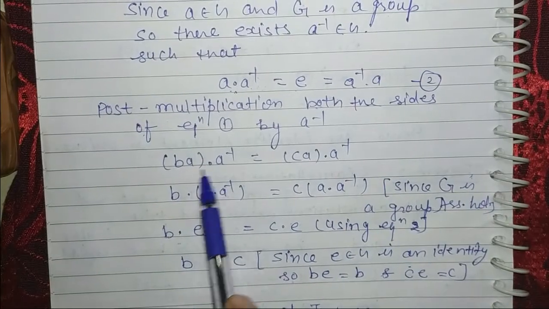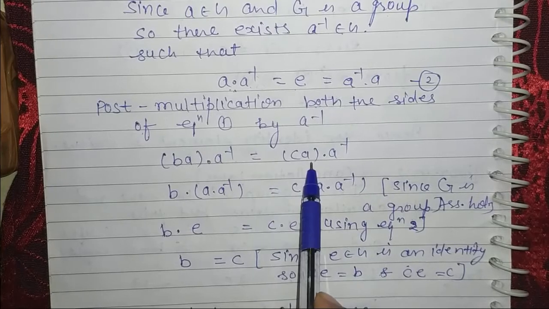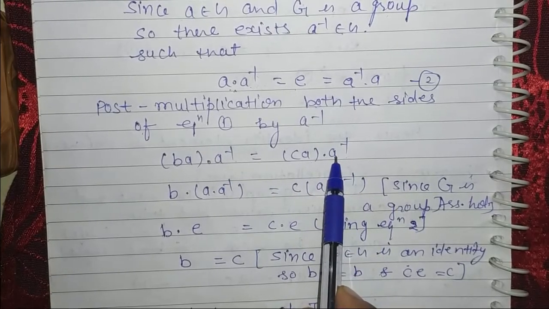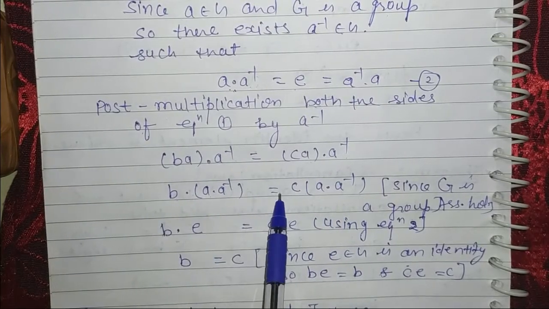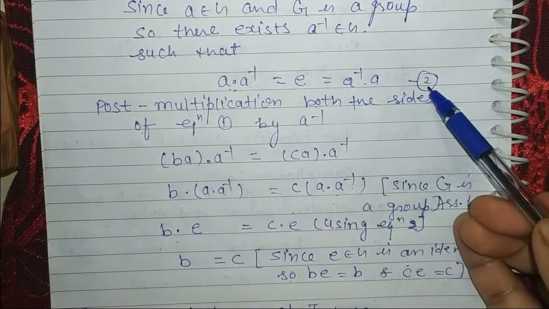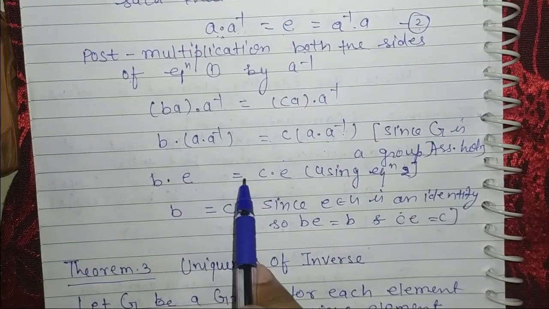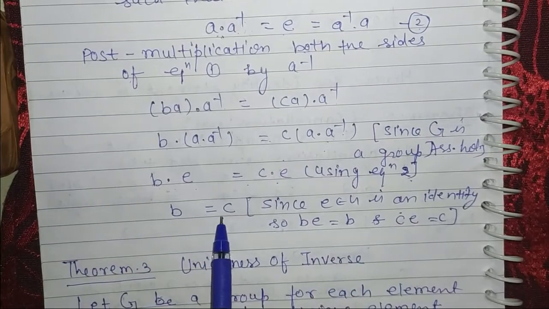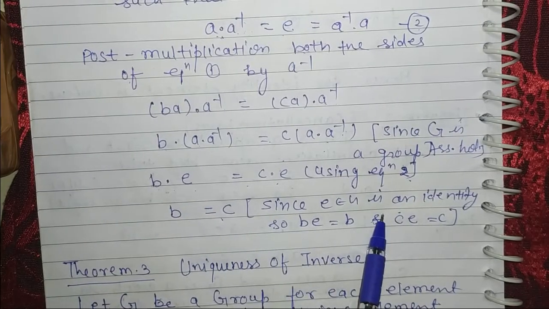So B dot A in the bracket and A inverse outside this bracket is equal to C dot A into A inverse. Now we are applying the associativity law again. So B dot A A inverse in the bracket is equal to C dot A A inverse in the bracket. According to equation number 2, this is equal to B dot E and C dot E. Using this equation 2, it gives the result B equal to C, and we can say this is our right cancellation law.